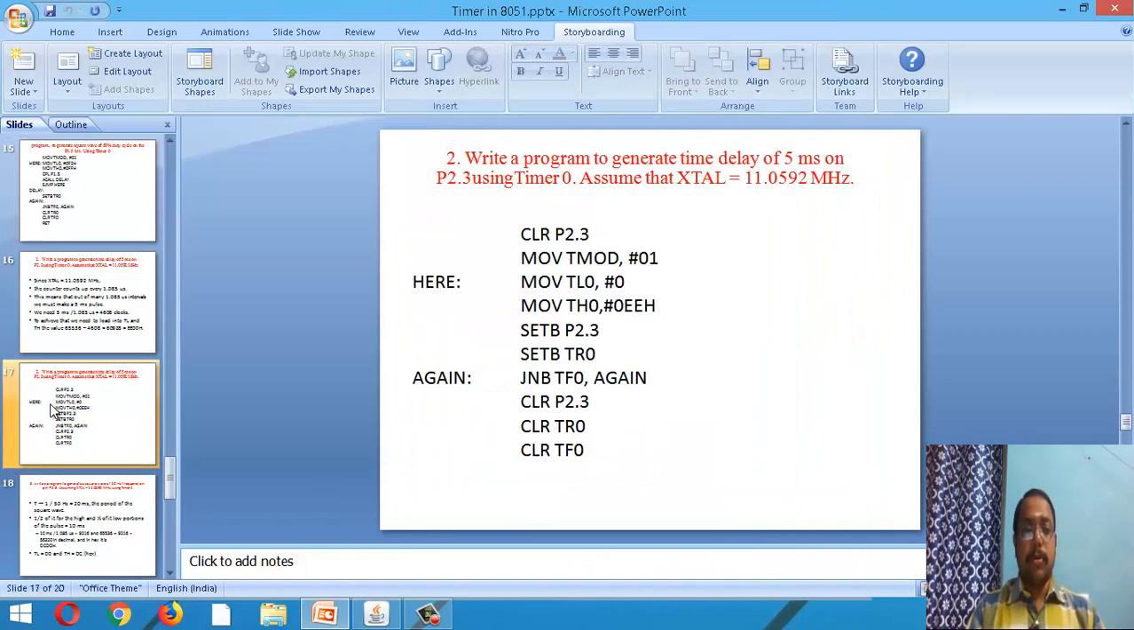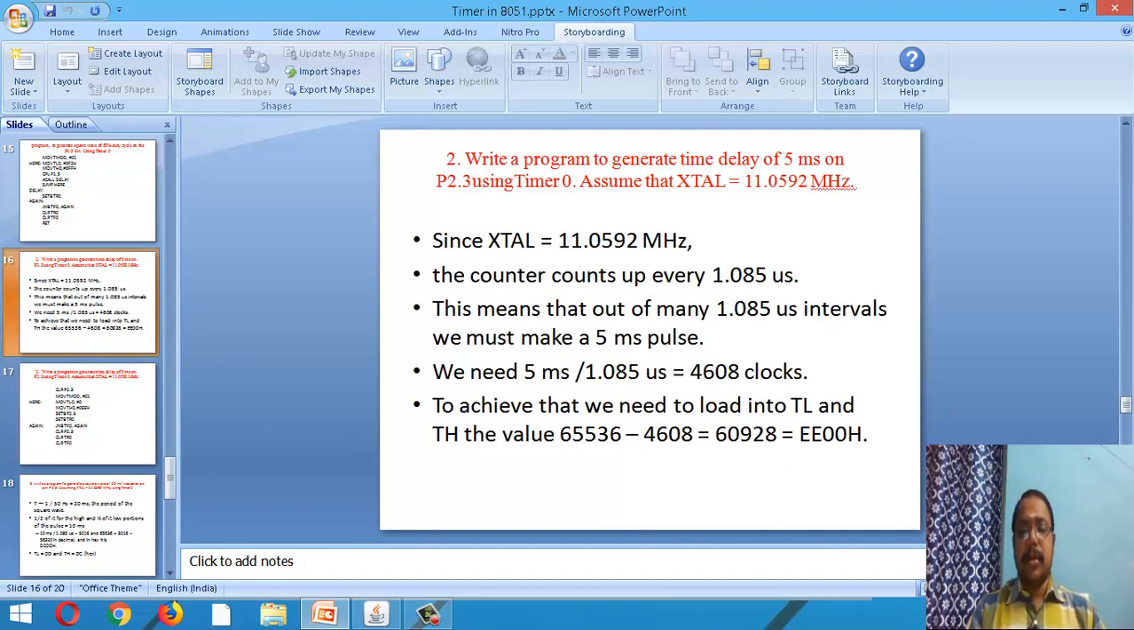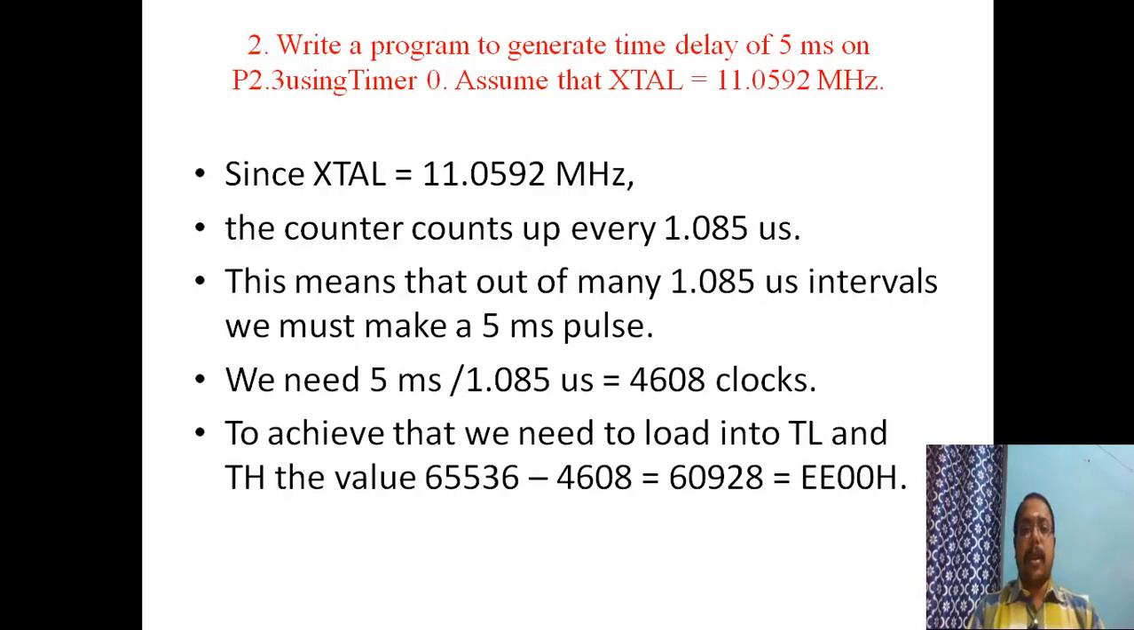Now let us move on to the second program. What is asked here is to write a program to generate a time delay of 5 milliseconds. Last time they didn't specify the time, so I loaded a value of my own choice, whereas now the question is that you generate 5 milliseconds. It is a huge value for a microcontroller because they work on nanoseconds.